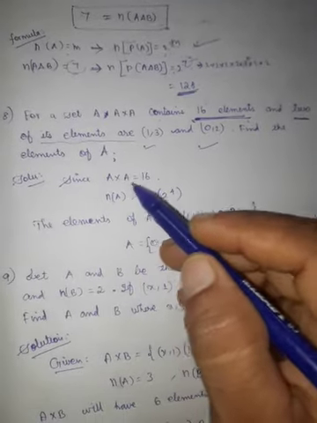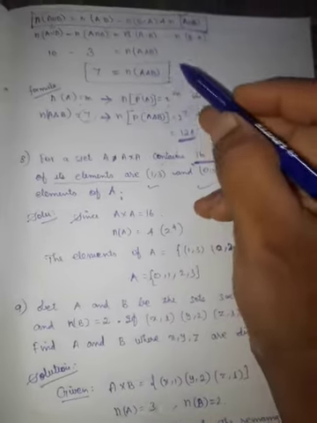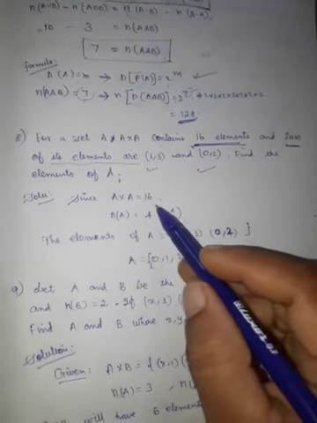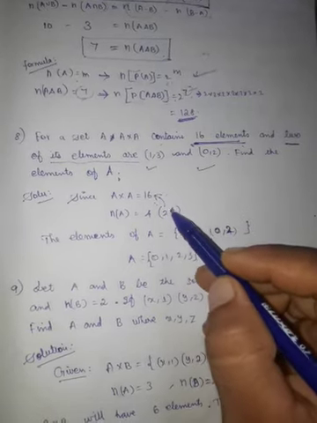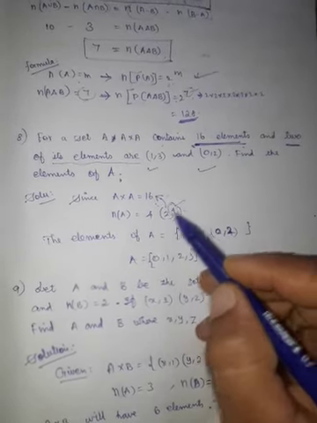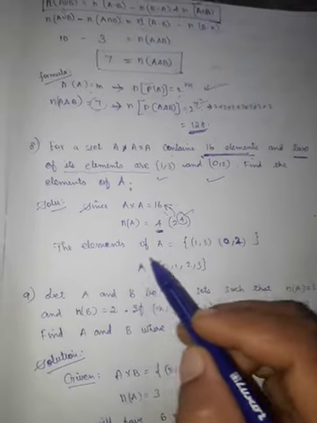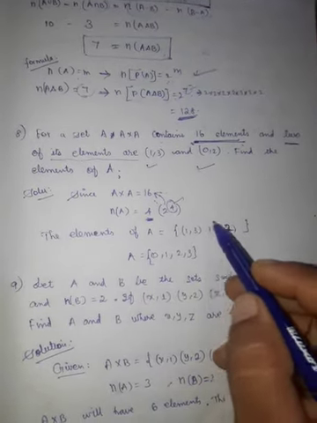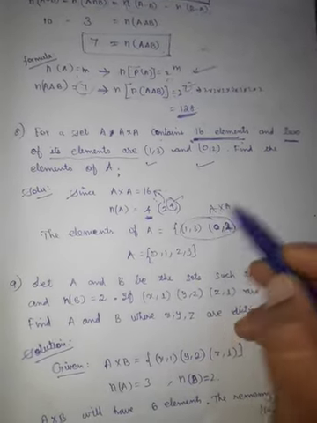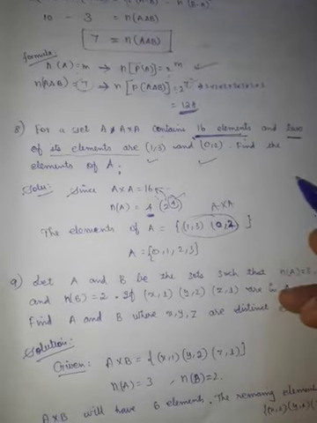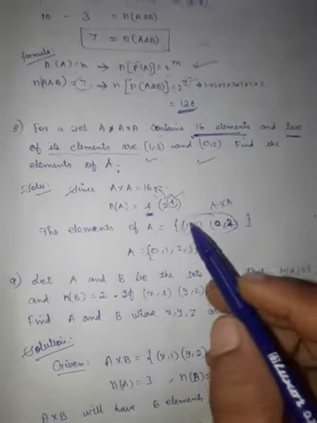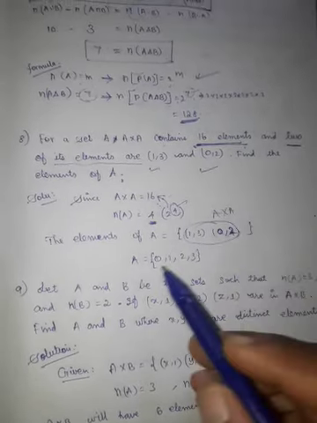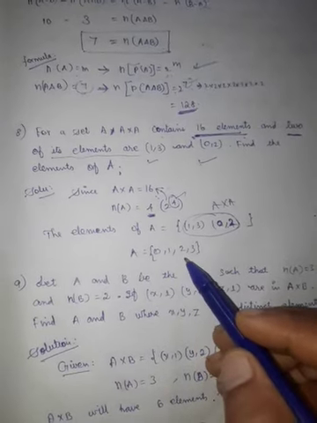Since A cross A equal to 16, if you take this formula, the base value is 2, so 2 power 4 gives 16. So totally the set A has 4 elements. The elements of A are 1, 3, 0, 2. We take A cross A only, not A cross B or B cross C. Only one set is here, so all the values lie in the set A. So A equal to 0, 1, 2, 3.